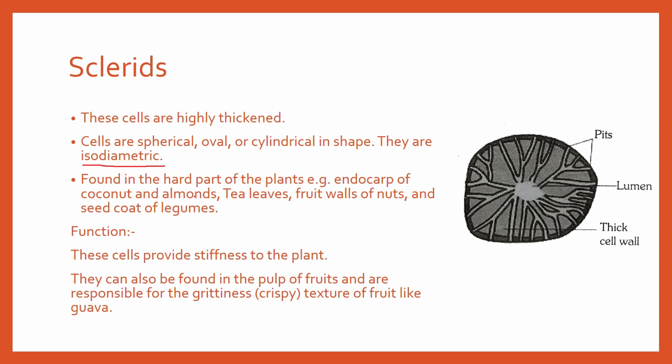So what are the functions of sclerites? These cells provide stiffness to the plant. They can also be found in the pulp of fruits and are responsible for the gritty texture of fruits like guava, pear, etc. So this is all about the simple permanent tissue, and in the next video I will be discussing the complex permanent tissue, and we will be starting the topic of animal tissue.